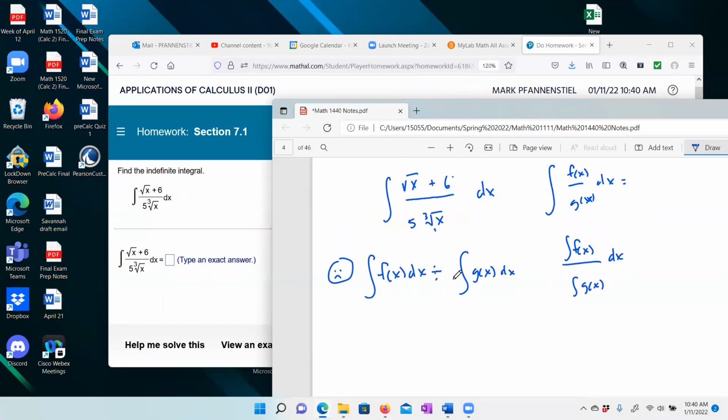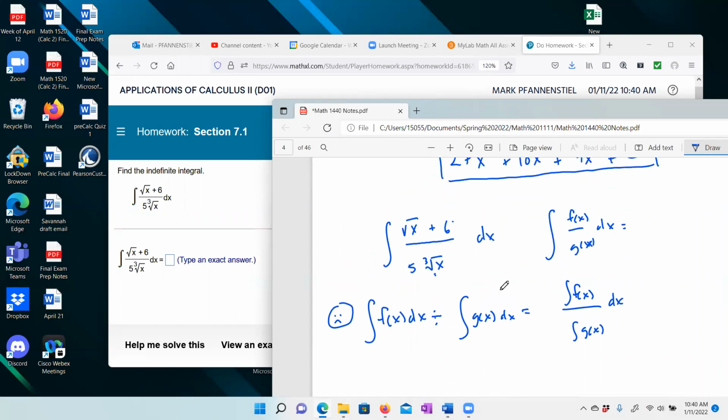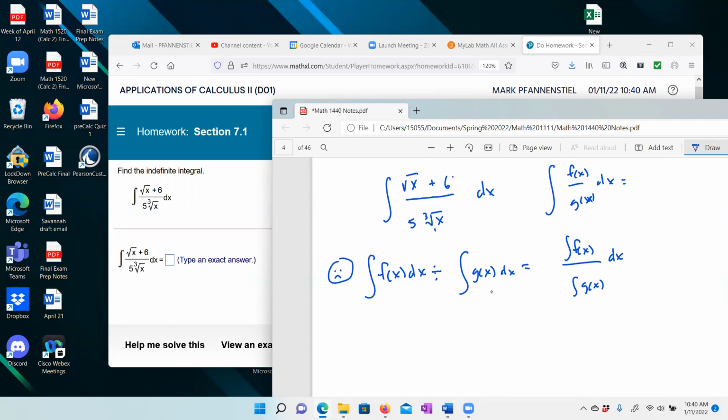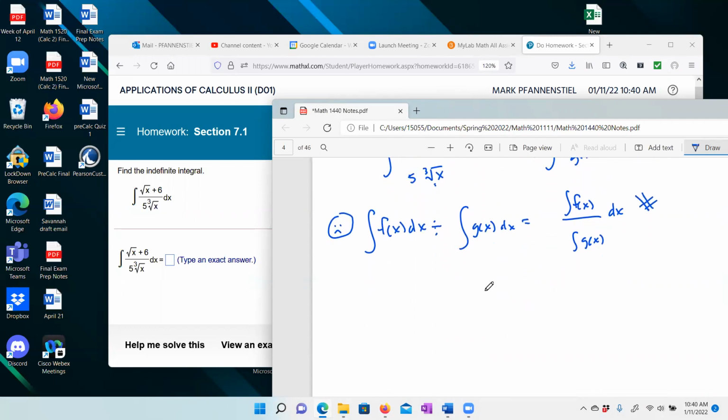He said this. No, I did not. I gave you an example of something that was terrible, not an appropriate way to solve this. So don't do this.